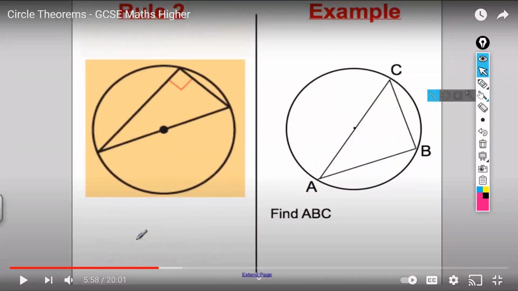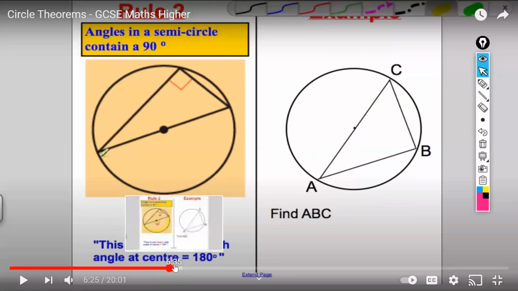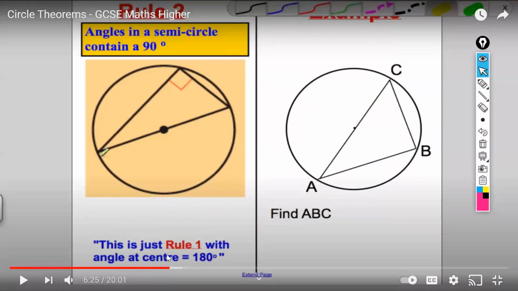So another one now, guys. Another one now. It's the same concept, guys, but it's a little different, just a little different. So it says angles in a semicircle contain a 90-degree angle, right? This is just rule number 1 with angle at the center 180. So it's very similar to rule number 1, guys, but it's different. Rule number 2 is angles at the semicircle contain a 90-degree angle. What does that mean, guys?